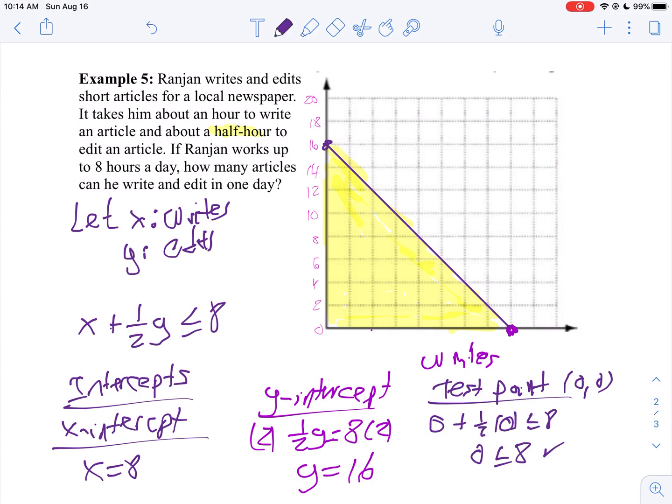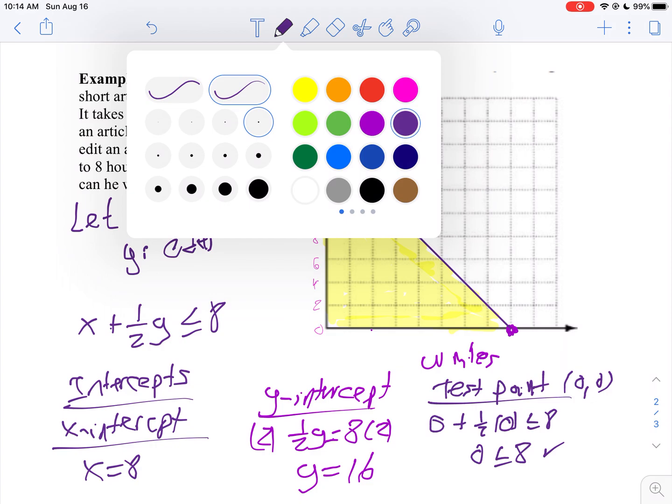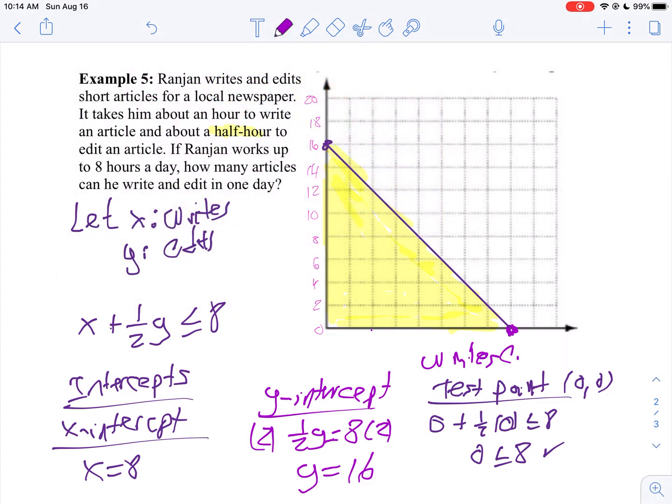And I should label my graph. So we're writing articles. That's where we're measured in. On the x-axis, we're editing articles on the y-axis. Always label your graph. And there you have it.